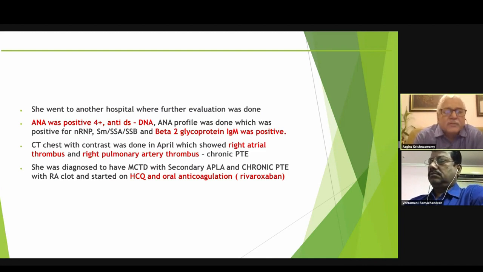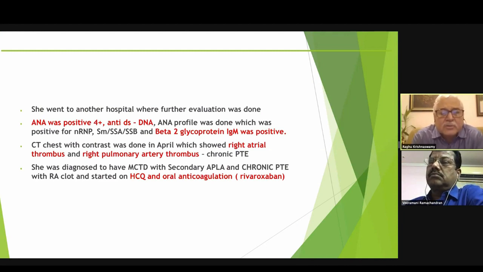IgM was also positive. So, in view of these precursors for venous thromboembolism, the consulting physician there must have obviously thought that there is a likelihood that she is possibly having chronic PTE. And she underwent a CT chest with contrast, which showed a right atrial thrombus and right pulmonary artery thrombus, and a diagnosis of chronic PTE was made.